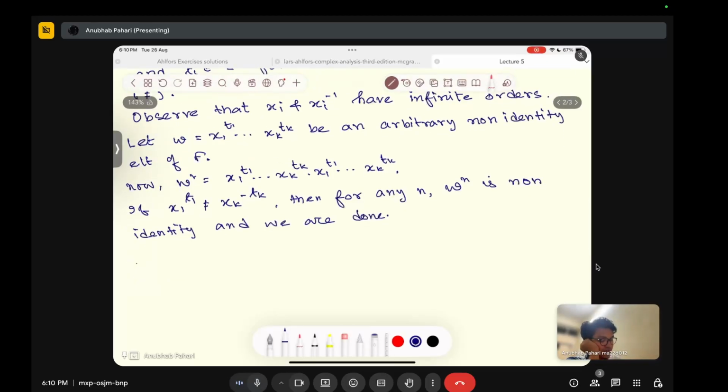But if x1 to the power t1 equals to xk to the Sir, power, yeah, excuse me, sir. yeah, So you have taken a W square in the w last square, third yeah, line. yeah, yeah, yeah. Okay, okay.